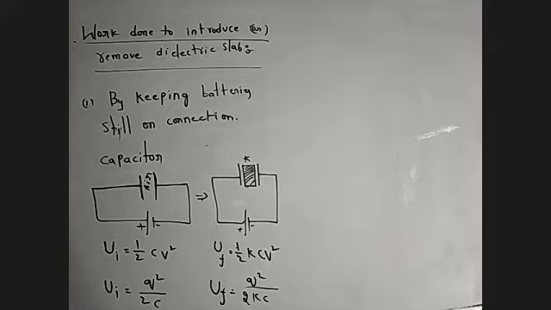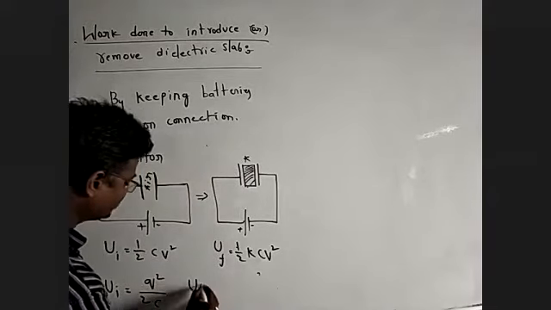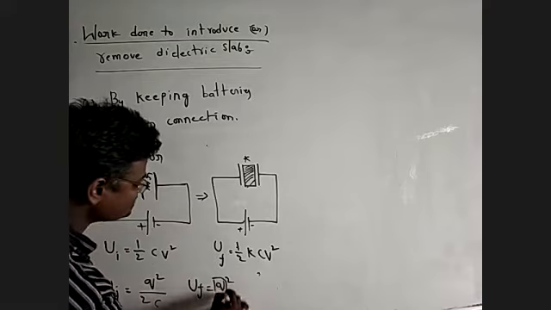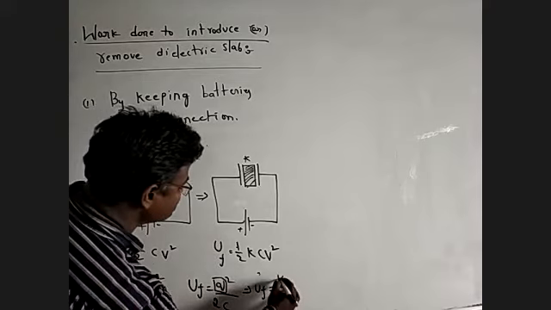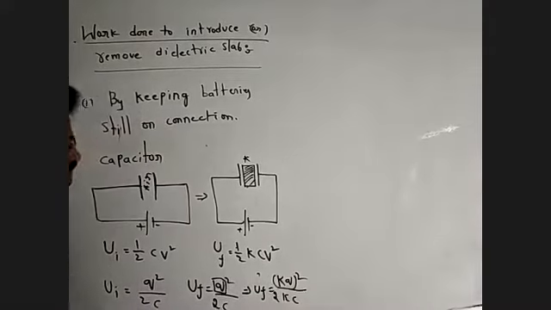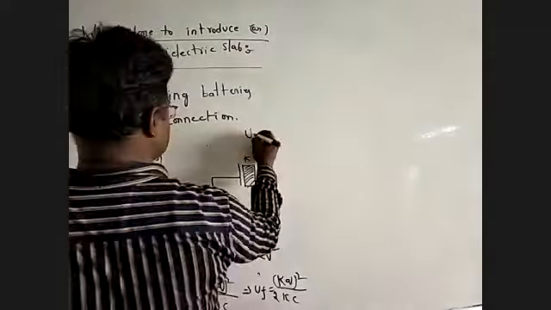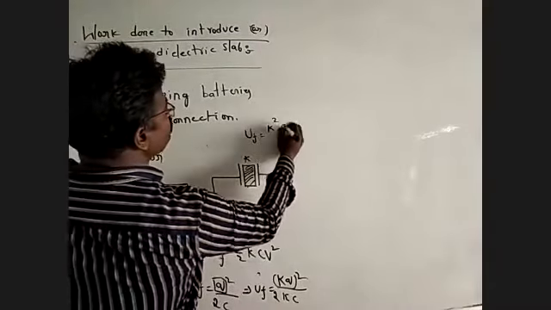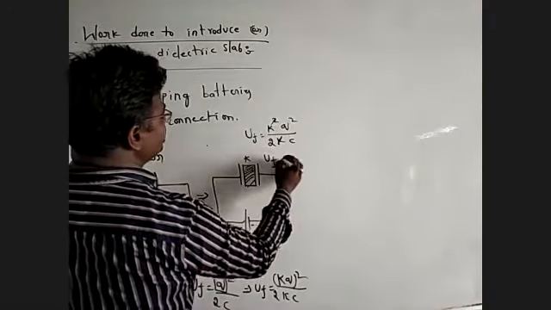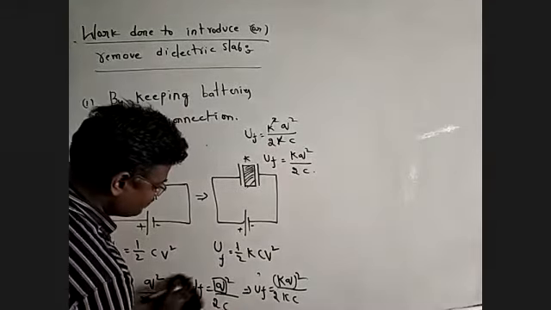So we are going to explain, for example, this energy. Initial energy is equal to Q squared by 2C. Q means, we know very well, Q becomes KQ, so KQ whole squared by 2KC. Final energy is equal to K squared Q squared by 2KC. K cancels, so U final is equal to KQ squared by 2C. That is the final energy.